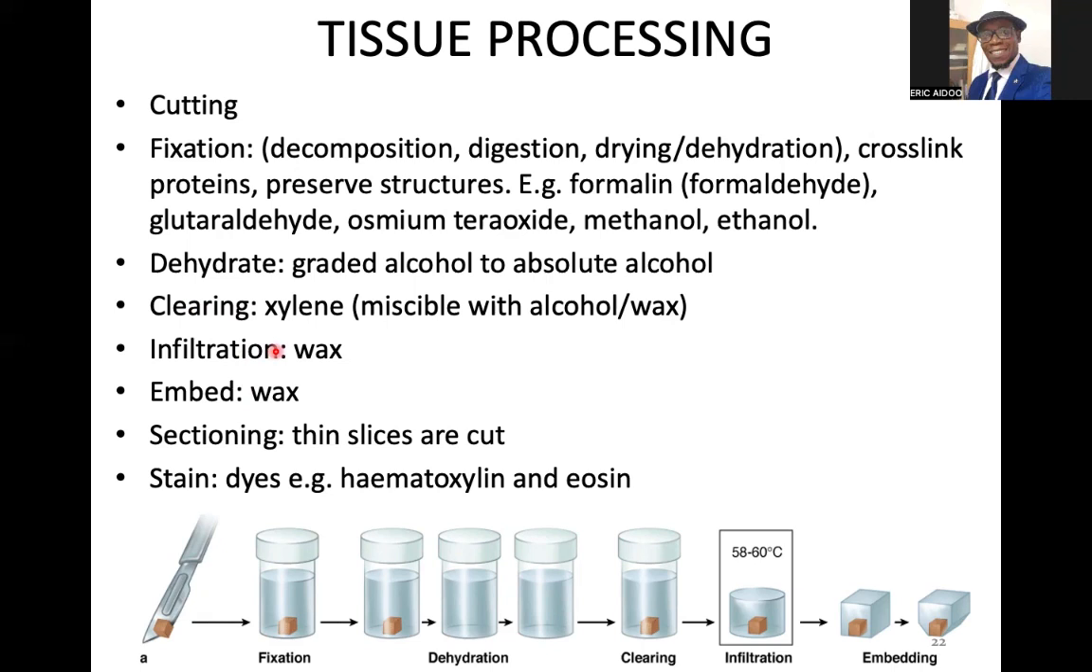But because paraffin or wax is not miscible with alcohol, you first have to clear the alcohol with xylene. So xylene is miscible with alcohol and it's also miscible with wax. So it serves like an interface between the two. So we call that clearing with xylene. So that is clearing. Then obviously the infiltration will now come in.